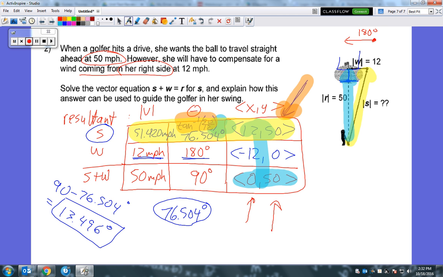So if I say, what is it that you need to do? You could, yes, say that you need to hit it at a direction of 76.504. But some of you didn't understand quite what that meant, and you'll see when you get your quizzes back in a bit. I'm wanting you to do this, and a lot of you did. A lot of you understood, and that was good. You end up hitting it 13.496 degrees off from center, to the right of center, with a magnitude of 51.420 miles per hour in order to make it into the hole.